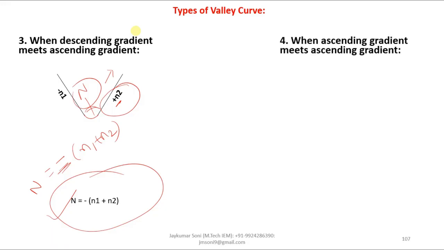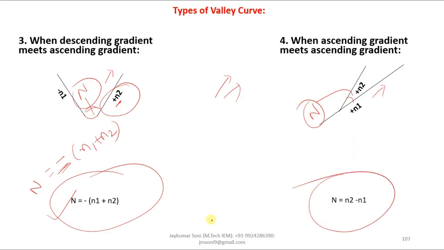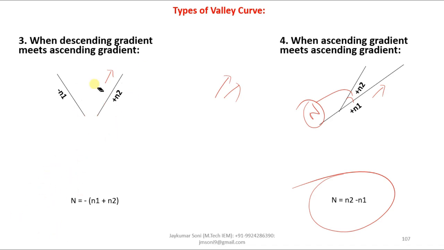And the last type of valley curve is when an ascending gradient meets an ascending gradient. Now how does it occur? It occurs like this. Let us take this is an ascending gradient which is having plus n1, then it meets another ascending gradient which is known as plus n2. So this angle, which is the deviation angle, will have the equation of n2 minus n1. So this is how four categories of valley curves can be understood. The first category, second category, third category, and fourth category.